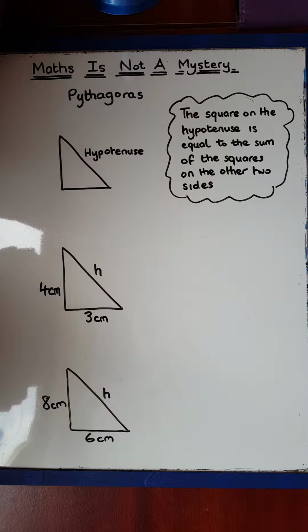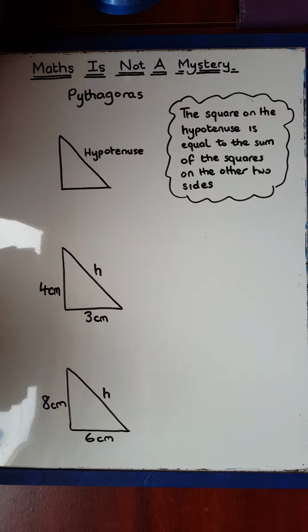We're going to be looking at Pythagoras Theorem today. Pythagoras Theorem is all about finding the length of a missing side on a triangle. It's got to be a right angle triangle, and you've got to know the lengths of the other two sides. When you've got a missing side, you can use Pythagoras Theorem to work out what the length of that missing side is.